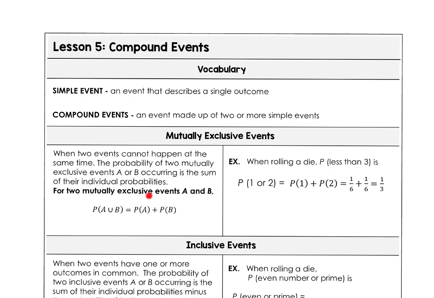When we have two mutually exclusive events, we'll call them A and B, then the probability of A union B is the probability of A plus the probability of B. An example of that would be when you're rolling a die, the probability that you get a number less than 3 would be the probability that you roll a 1 or you roll a 2. So the probability of rolling a 1 is a 1 in 6 chance, and the probability of rolling a 2 is also 1 out of 6. So 1 out of 6 and 1 out of 6 is a third of the time. So 2/6 reduces down to 1/3.